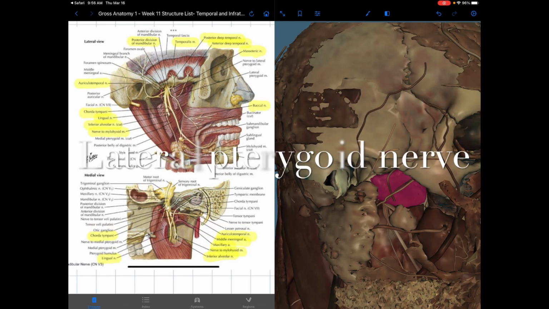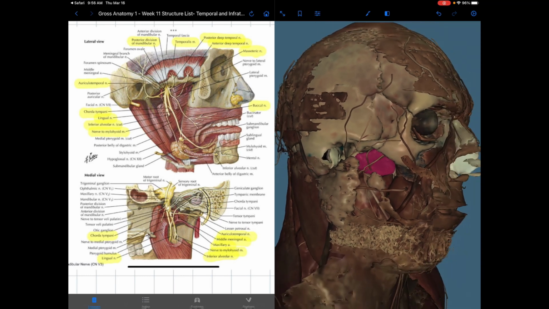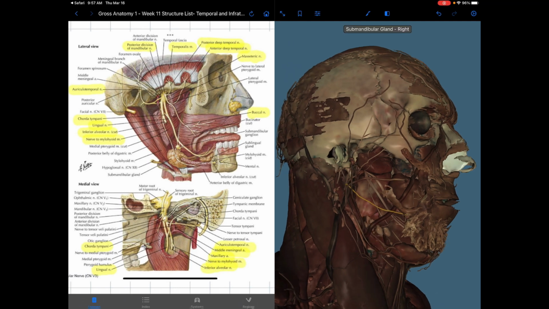Next is the lateral pterygoid nerve, which supplies the lateral pterygoid muscle, which is the one you can see here in pink. Over here, we're going to have the deep temporal nerves, specifically an anterior and posterior branch. This one ascends deep to the temporalis muscle to supply it. And lastly, we have the long buccal nerve, which is the one you can see here in yellow.